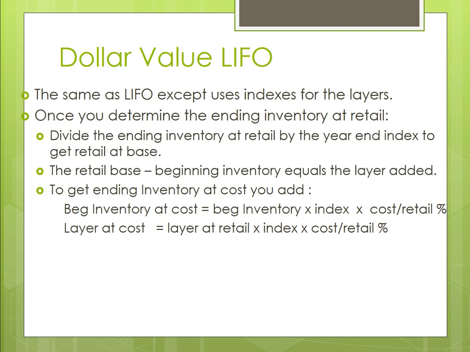And then to get total ending inventory at cost, you're going to take your beginning inventory times the index, which is usually 1, times our percentage. And then the layer is going to be the layer at retail, which is the difference between the total and the beginning inventory, times the index, times the cost to retail percentage. And so now I'll walk you through that so it'll be a little clearer for you.